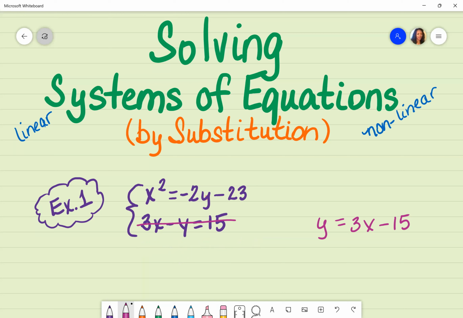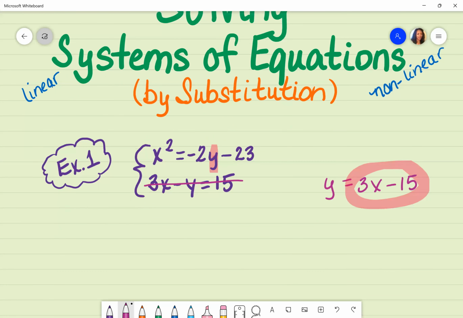And what I'm going to do is substitute it in for y. Because it says y equals, I can do that. So I'm going to take all of what I just simplified and isolated for y, and I'm going to substitute that in. So this is what it would look like. x squared is equal to -2, and I'm going to replace that y. And since it's an expression, I'm going to put it in parentheses as 3x minus 15. And if I go back up to my first equation, it also says minus 23.